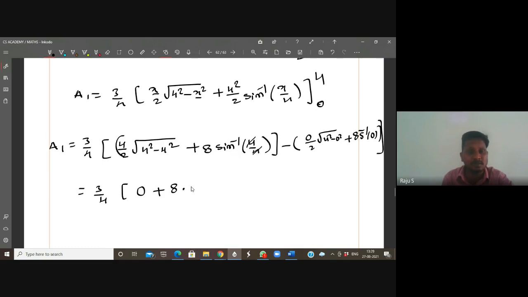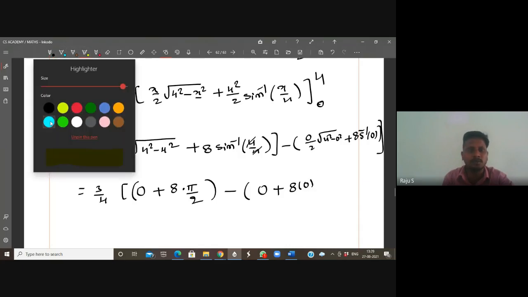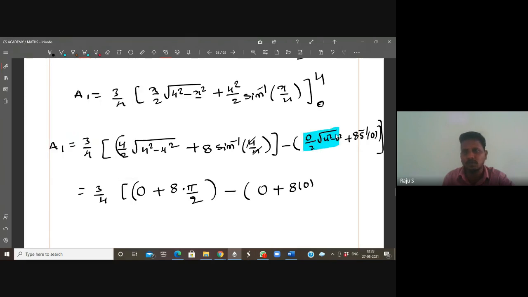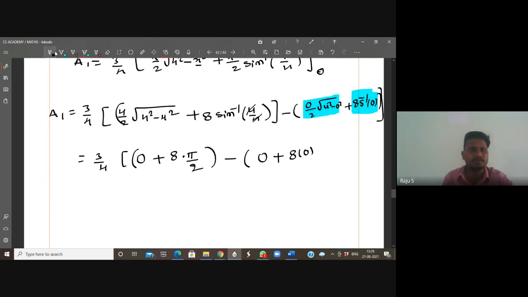What is the sine inverse 1 value? Pi by 2. This is the upper limit minus lower limit, 0, plus 8 times of 0. 0 by 2 is 0, so the remaining terms become 0 here. 0 into anything is 0. Sine inverse 0 is 0. So for the lower limit both the values become 0.